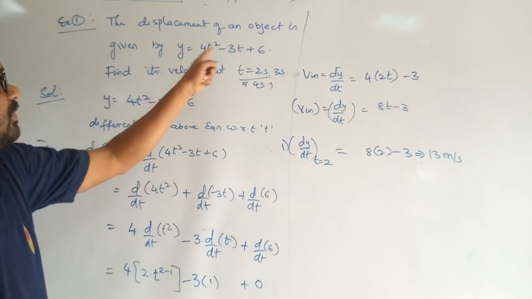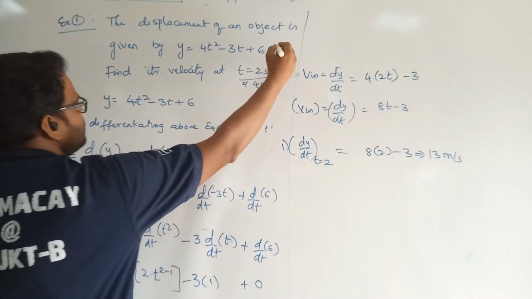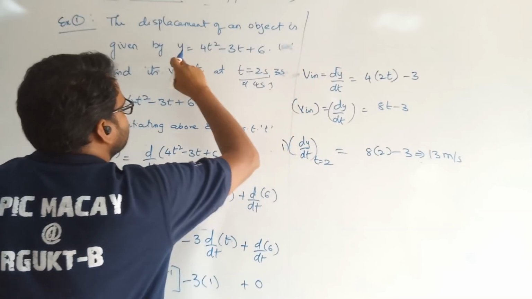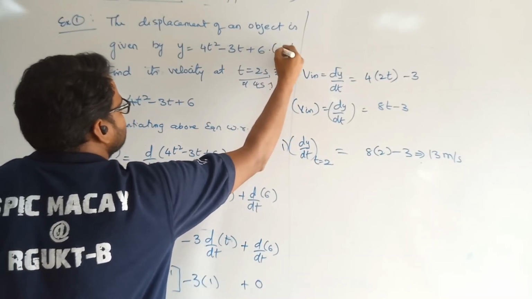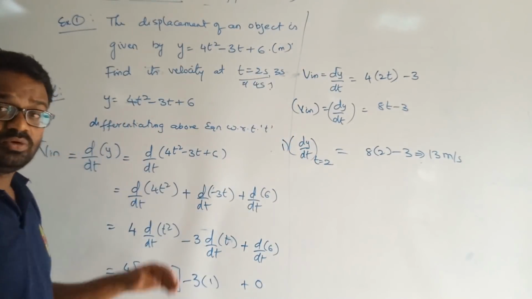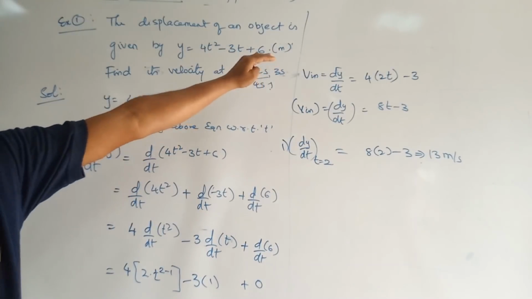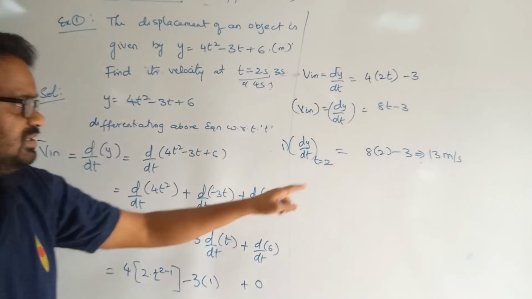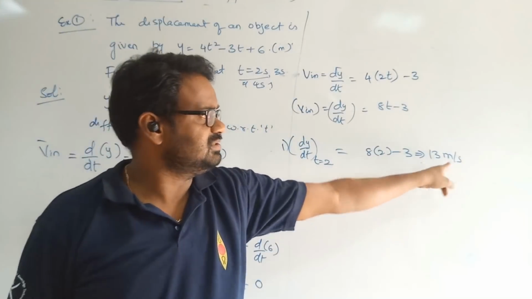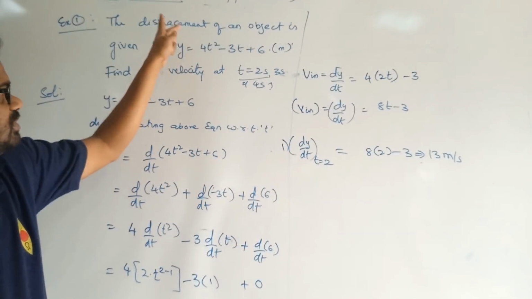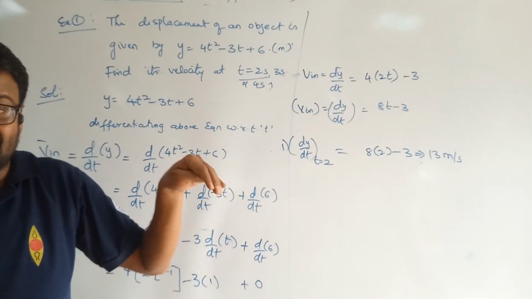Meters per second. In this kind of problem, all the terms will be specified with their units. Here y is expressed in meters, and time is in seconds. In the question, the units would be specified, because in the first example I have not taken that. So 8 times 2 is 16, 16 minus 3 is 13. At a time of t equals 2 seconds, the velocity of this object is 13 meters per second.